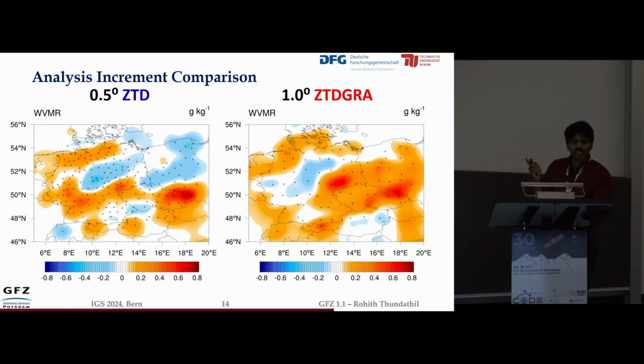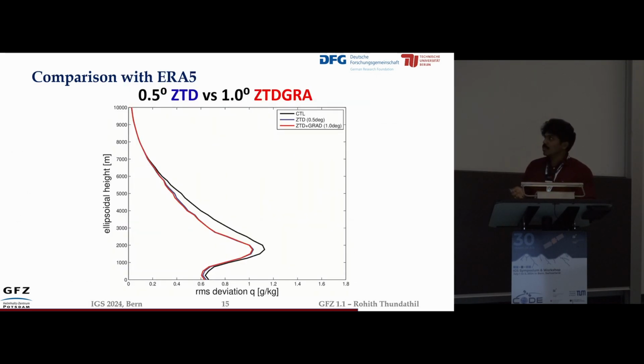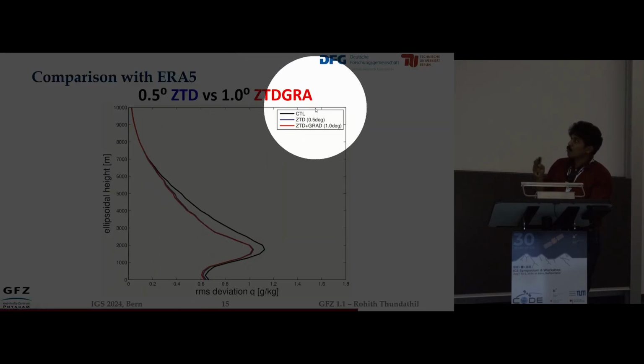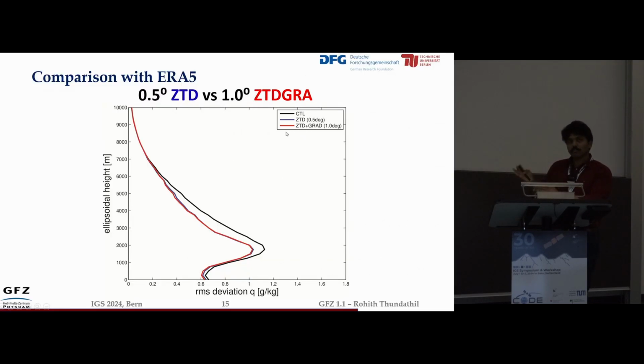We found that the Zenith Total Delay and the gradients improved the RMSEs. But what we found is that a coarser Zenith Total Delay gradient observation network has almost similar impact to a ZTD observation network which was a dense observation network. So we compared this with the analysis increments and found that most of the high impact regions of the analysis increment are captured by the Zenith Total Delay observations, which were assimilated in the coarser resolution as well.